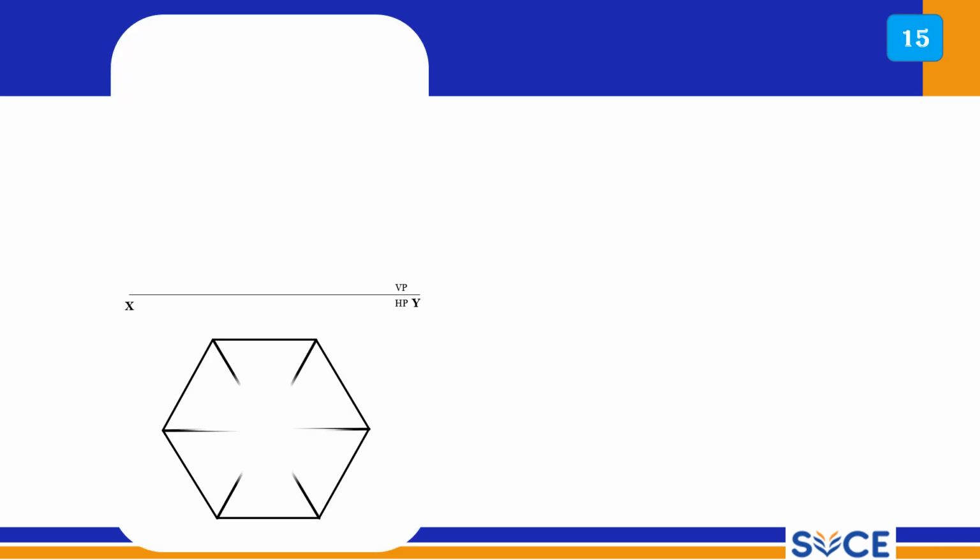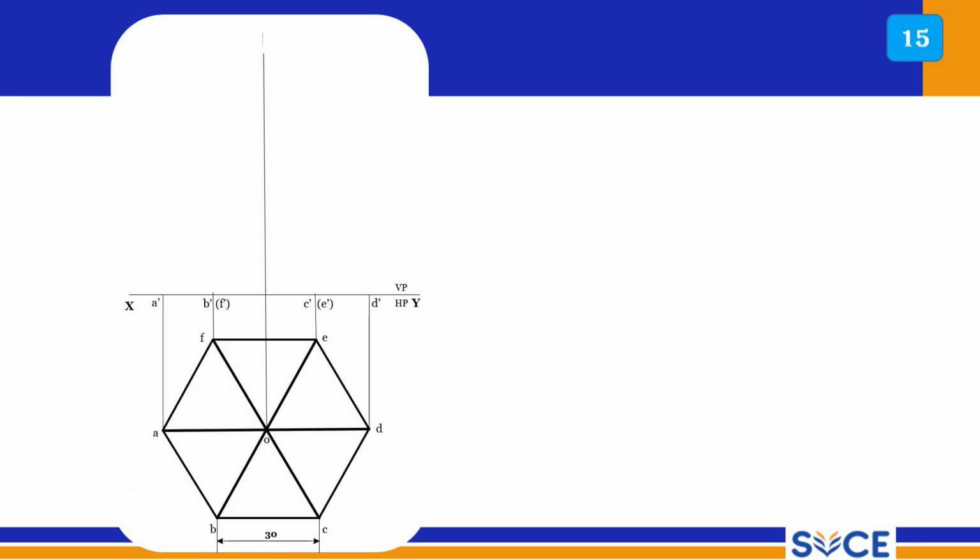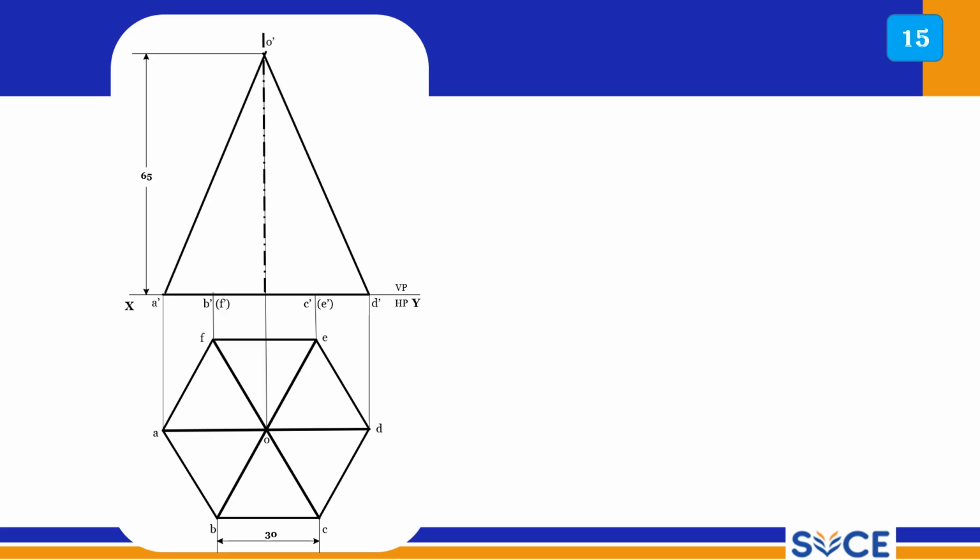So it is a pyramid. This is the hexagonal pyramid. A hole is drilled through this solid. So this is the hole drilled through the solid, and now we have to mark the points as usual.